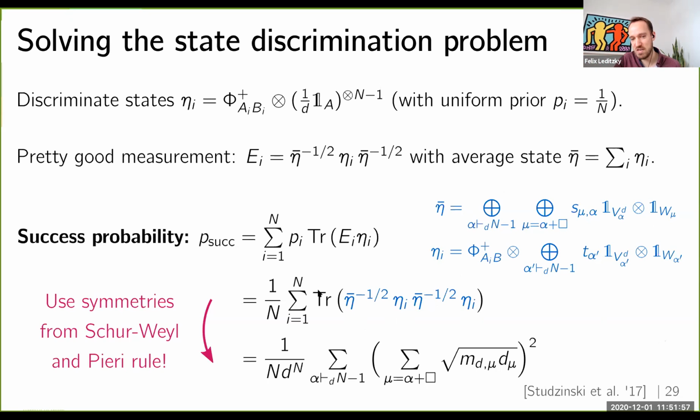plug these expressions into this trace and then do a careful manipulation. And then you end up with a formula, which is very nice, and it was actually first proved in a series of very nice papers by Michael Studziński et al., where you now get an expression for the success probability in terms of these dimensions of the irreps of the two groups. So we use representation theory to really get a closed formula for the success probability of the state discrimination problem. And then via this correspondence, we now also get an explicit formula for the entanglement fidelity of the corresponding interpretation.